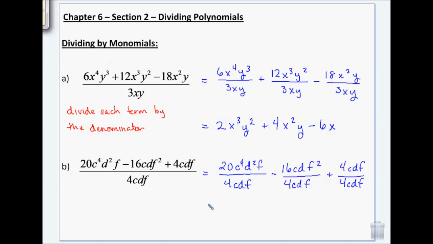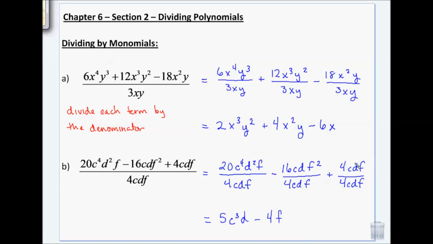So when I divide these, again, 20 divided by 4 is 5. c to the fourth over c is c to the third. d squared over d is d. f over f is 1, so it cancels out. 16 divided by 4 is 4. The c's and the d's both cancel out. And you have one f.